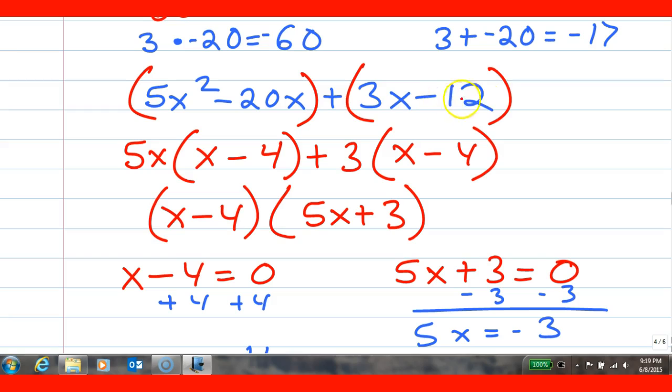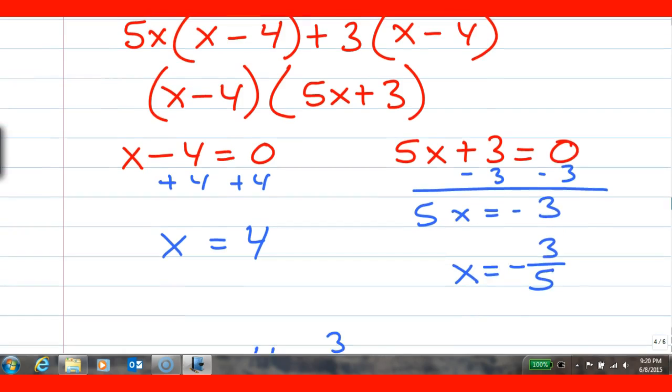On the other side, I have the 3x minus 12. What they have in common is a 3, so I'll divide out a 3. So 3 comes to the outside of the parentheses. 3 into a 3x leaves me with just an x. 3 into a negative 12 leaves me with a minus 4. So now what they have in common is the x minus 4 from both sides. So I pull those out. Once I've divided them out, I'm left with the 5x plus 3. So I put that into the next set of parentheses, 5x plus 3.